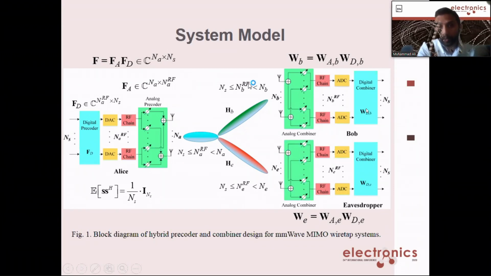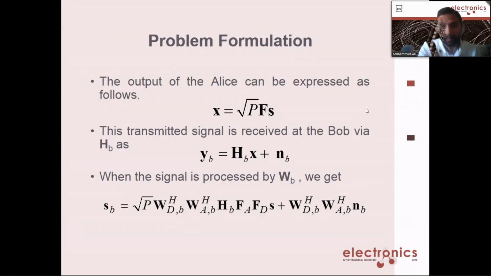However, it is very important that we keep the number of RF chains lesser than the number of antennas at the transmitter, receiver, and Bob, and this should be greater than the number of data streams. We try to increase the number of RF chains beyond the number of data streams for multiple stream transmission, whereas the number of RF chains should be less than the number of antennas to avoid cost and energy consumption issues.